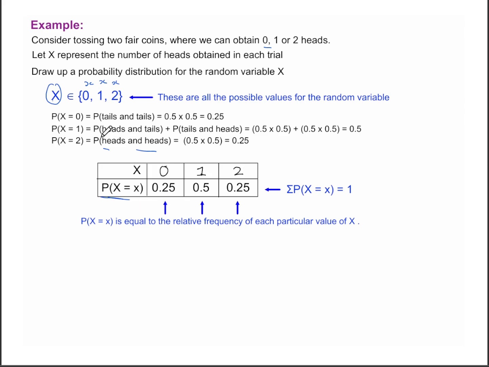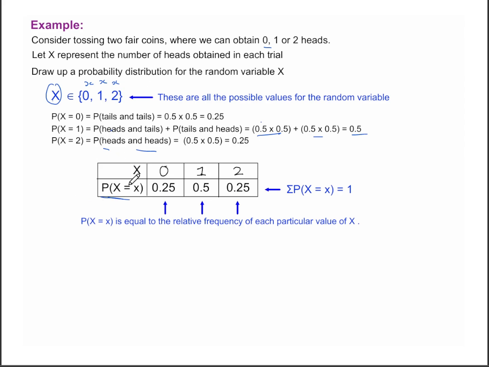If you want 1 head from those 2 coins tossing, you can either get head in the first one and tail in the second one, or tail in the first one and head in the second one. To get head in the first one, probability is 0.5. Tail in the second one, probability is 0.5. So 0.5 times 0.5 for heads then tails. And the same thing for tails then heads, also 0.5 times 0.5, which will give us 0.25 plus 0.25, which is 0.5.